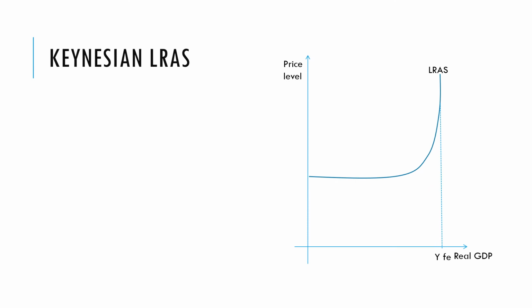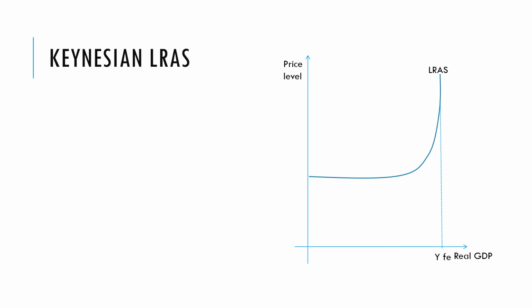Okay, let's move on to the Keynesian view now. So this was a view from a British economist called John Maynard Keynes, and he thought in the long run, the aggregate supply curve behaves slightly differently. And here is his take on what the long-run aggregate supply curve looks like. So he thought it was an L-shaped curve that got steeper as you got closer to the full employment level of output.